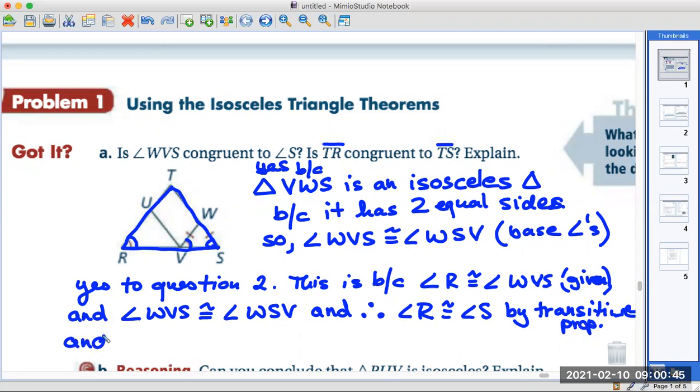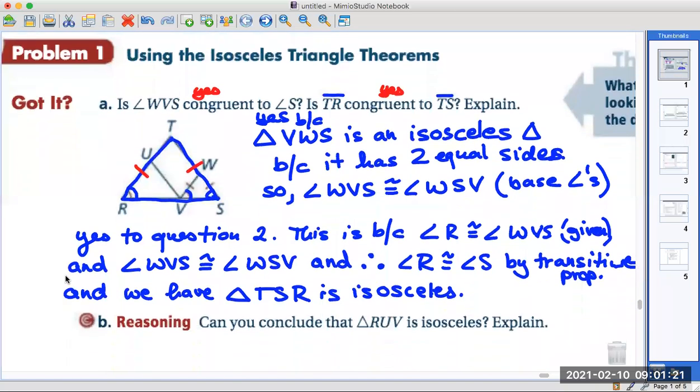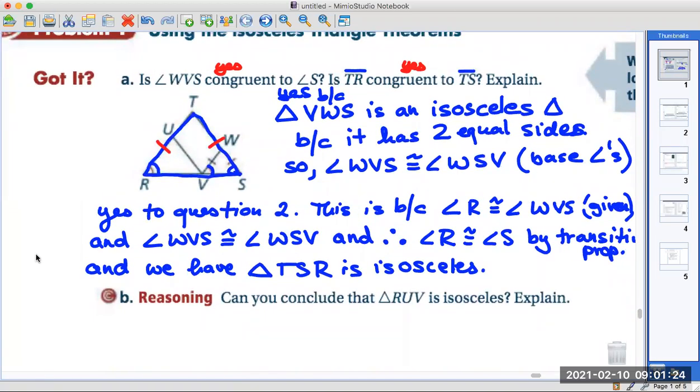And moreover, we have a new isosceles triangle. TSR is isosceles. So TR, since it's isosceles, must be congruent to TS. Yes and yes. Wow, that's a lot of explaining. Okay, but that really covers all the bases.